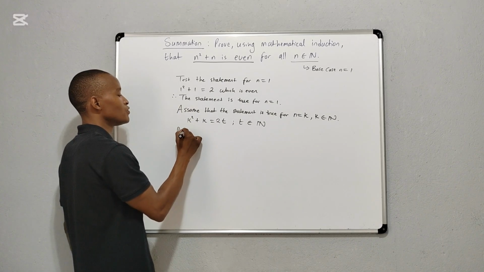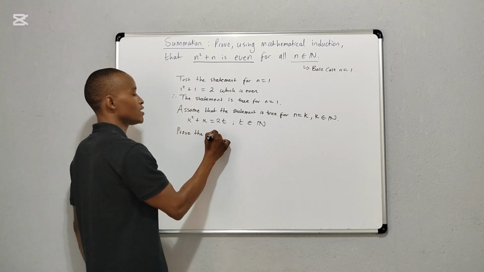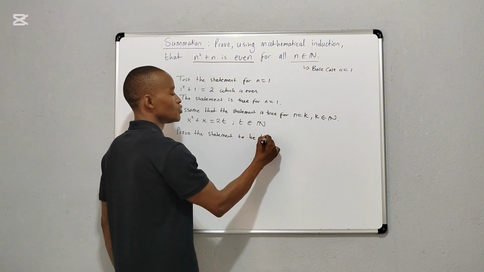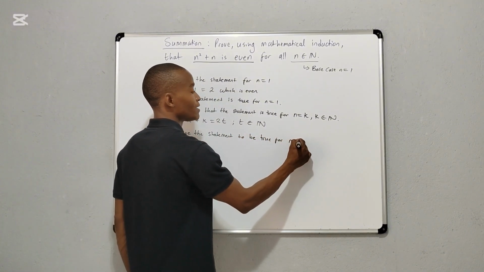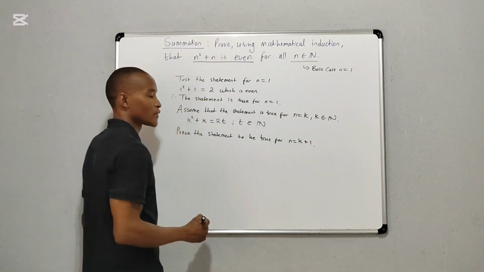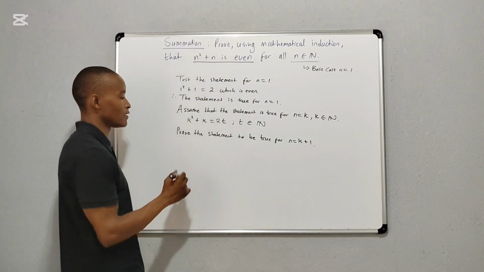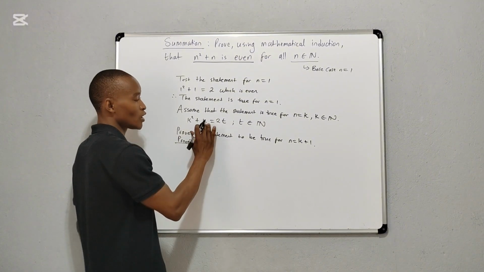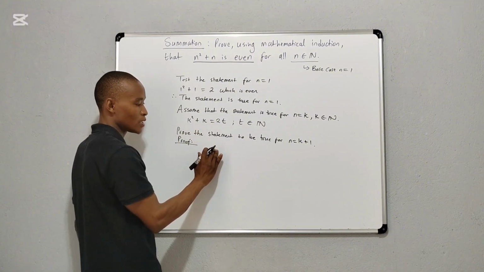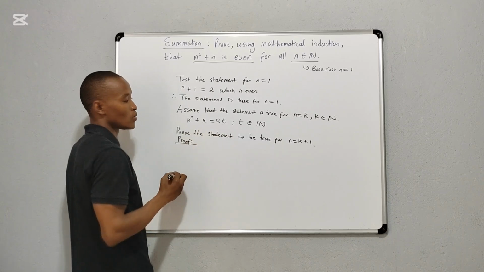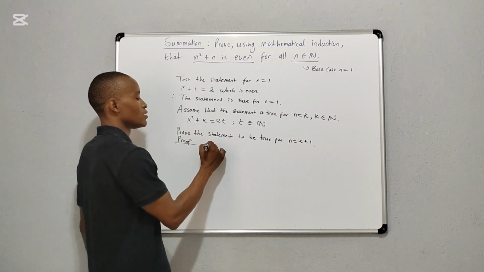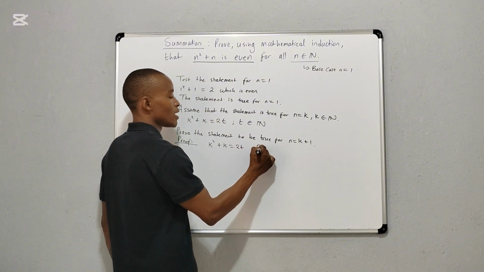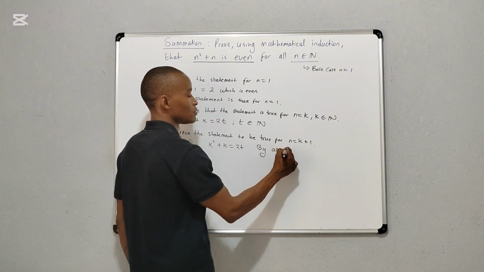Now we need to prove the statement to be true for n equal to k plus 1. So for the proof, we're going to use our inductive hypothesis here to see how we can work with that. We know this, k squared plus k is equal to 2t. This is by assumption.